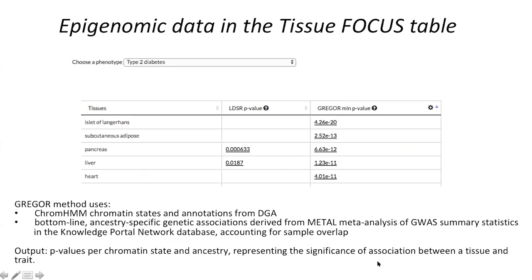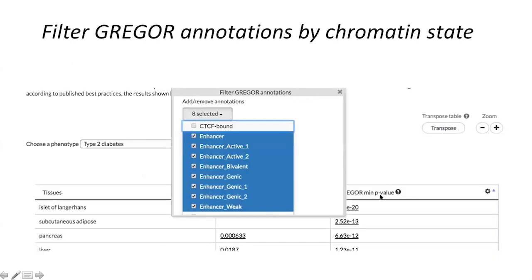So you can interact with this table in the following way. In the GREGOR column, there's this little gear icon, and if you open it up, you can filter the annotation. So it will show you which chromatin states are used when calculating the table, and you adjust those. I'm not showing the whole list here. There's a long list of chromatin states. It's more than the 13 we have in other places in the portal. It's many, and so you can adjust this any way you want. And when you do, the p-values update dynamically to show the results using those chromatin states.